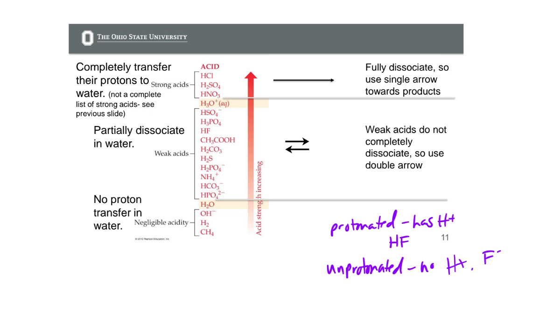And again, just like on the last slide, HCl, H2SO4, HNO3, those are our strong acids. There are a few others. They fully dissociate. We use a single arrow towards the products. So you should be able to look at this chart and recognize that HF is a stronger acid than H2PO4 minus, for instance. Okay.